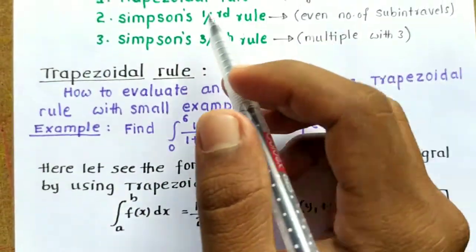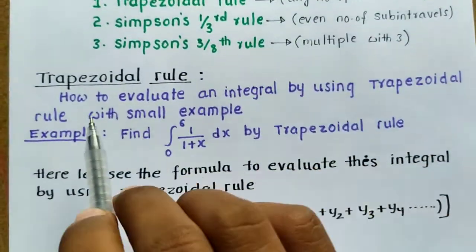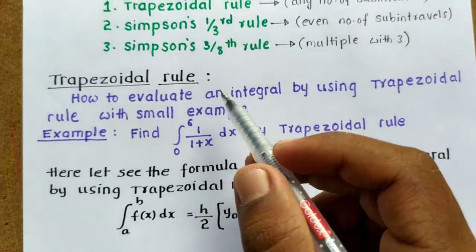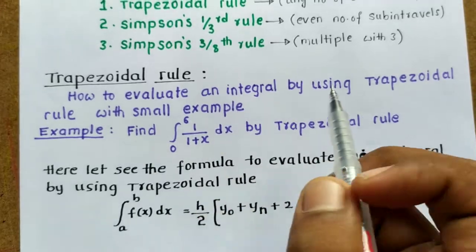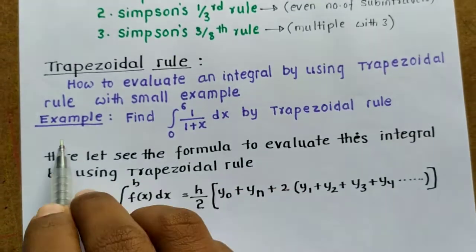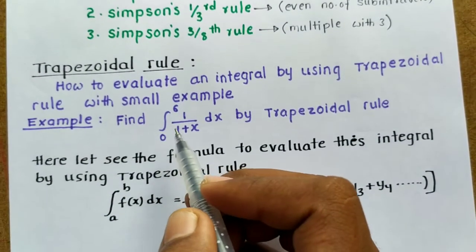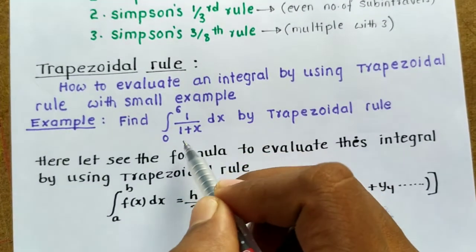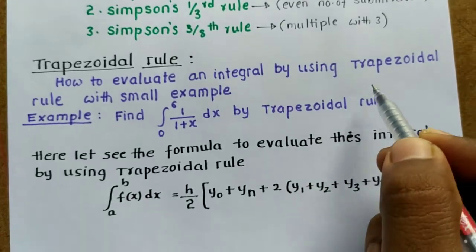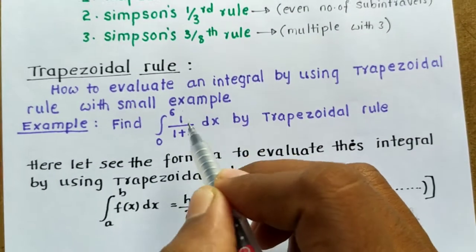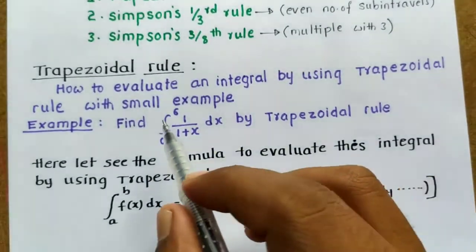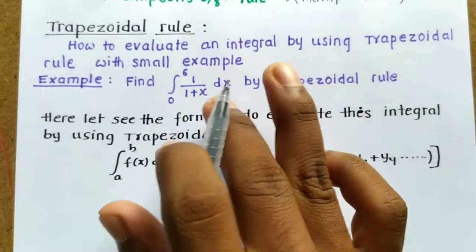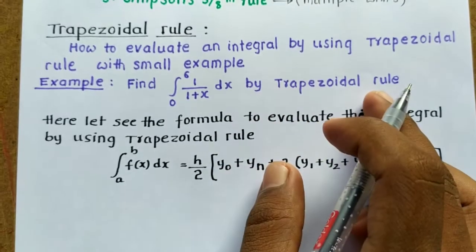Let's see the trapezoidal rule first. How do we evaluate an integral using the trapezoidal rule? Let's see with a small example. The example is: find the integral from 0 to 6 of 1 by 1 plus x dx by the trapezoidal rule. This is our given question. Let's see how to solve this integral using the trapezoidal rule.